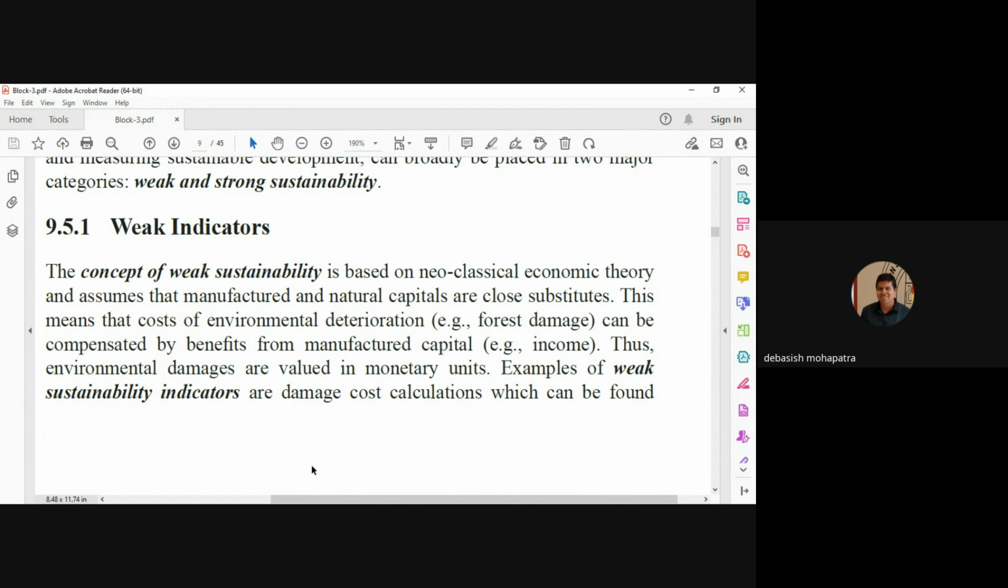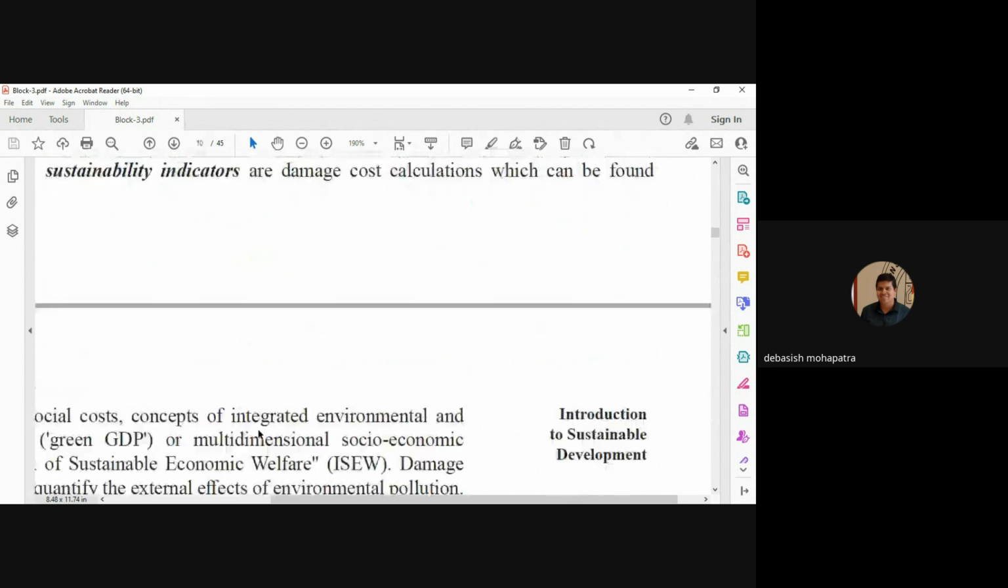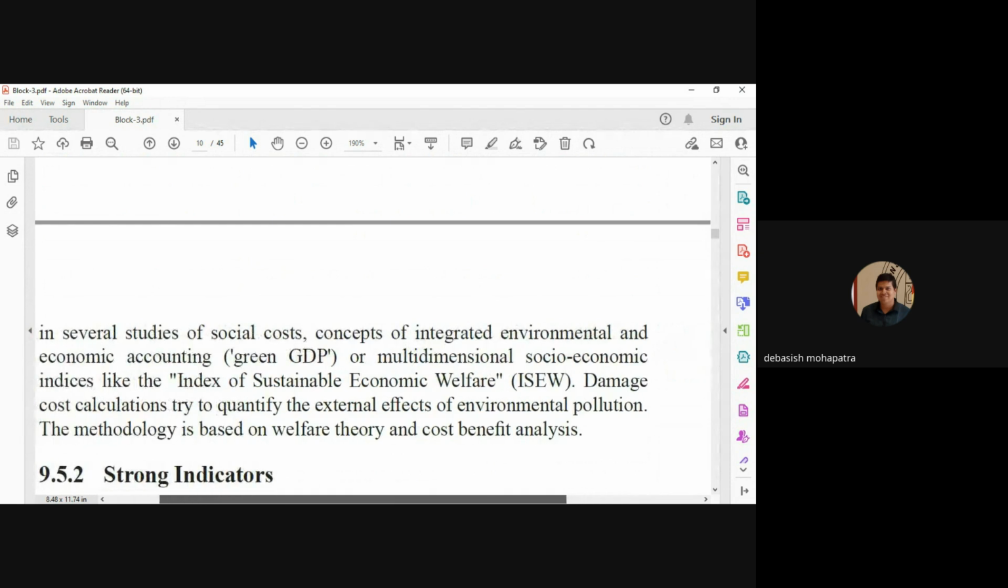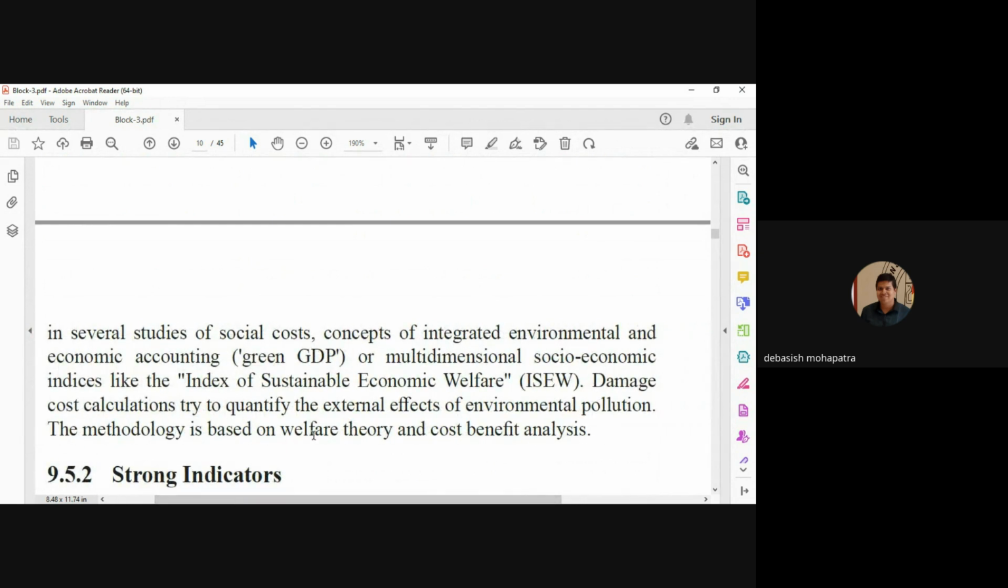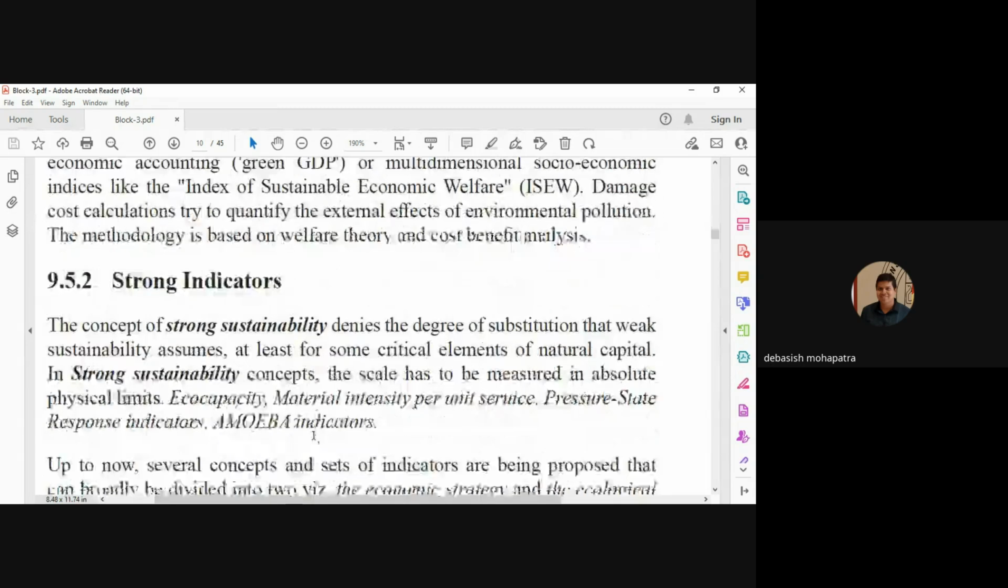Examples of weak sustainability indicators are damage cost calculation, which can be found in several studies of social cost, the concept of integrated environmental and economic accounting, green GDP, or multidimensional socio-economic indices like the Index of Sustainable Economic Welfare (ISEW). Damage cost calculation tries to quantify the external effect of environmental pollution. The methodology is based on welfare theory and cost-benefit analysis.